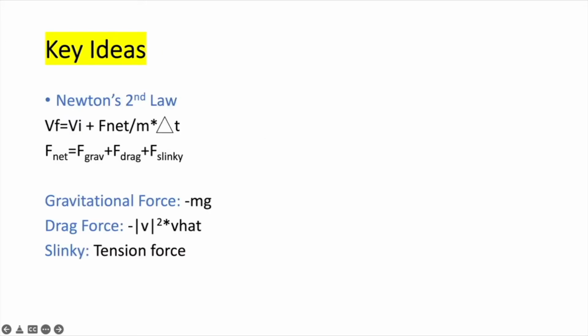Some key ideas is first Newton's second law. We will use the law to calculate the velocity and the position of the falling slinky. The forces taken into account in our system, which is the slinky and the Earth, are the gravitational force, drag force, or air resistance, and the tension force of the slinky. The gravitational force works in the negative y direction, and the drag force is proportional to the square of the velocity, times a proportionality constant.